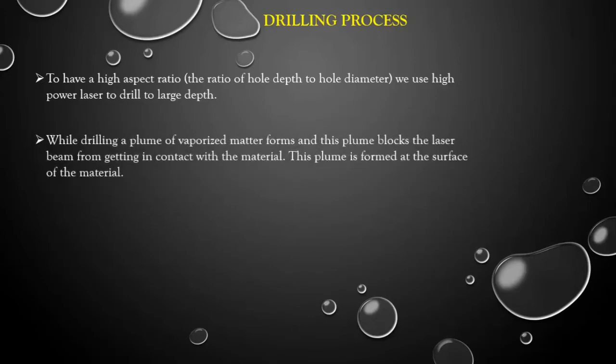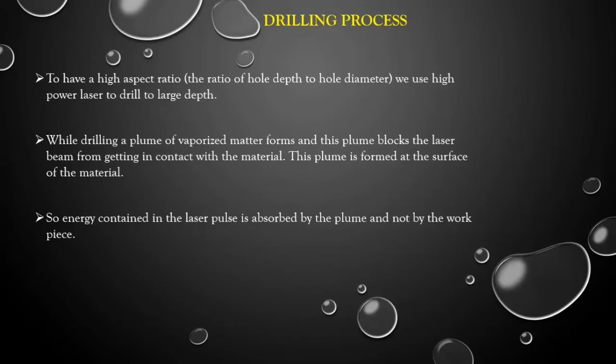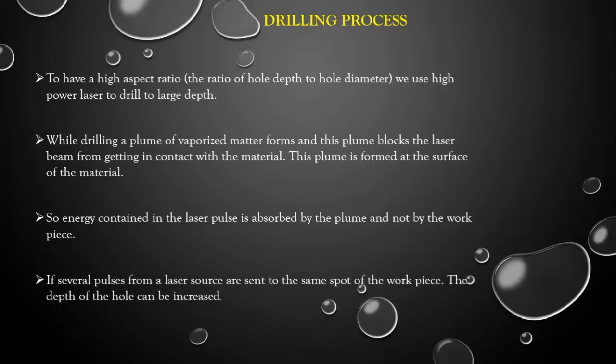While drilling, a plume of vaporized matter forms, and this plume blocks the laser beam from getting in contact with the material. This plume is formed at the surface of the material. So, the energy contained in the laser pulse is absorbed by the plume and not by the workpiece. If several pulses from a laser source are sent to the same spot of the workpiece, the depth of the hole can be increased. So, highly focused lasers are used to make a drill on a workpiece. This is the overview of the drilling process.